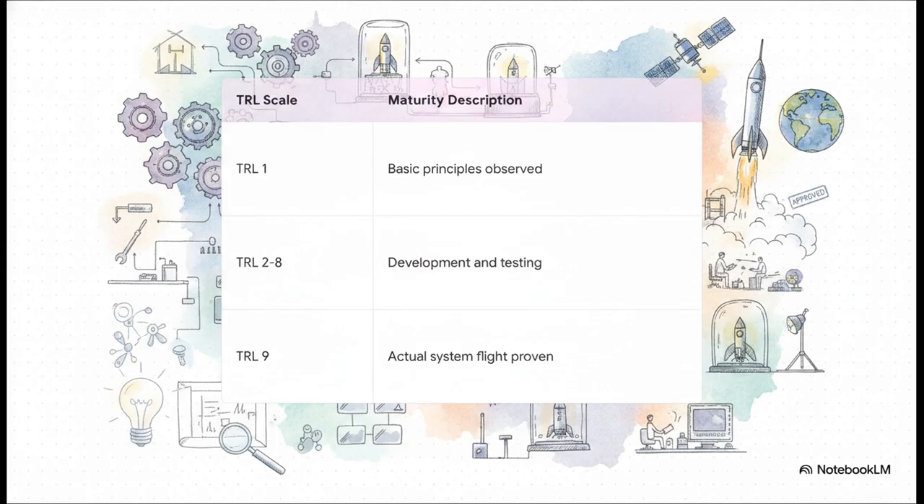Just look at this table. It's a highly digestible way to track a product's maturity. You start all the way down at TRL 1, where basic principles are just observed and reported. Then you grind your way through levels 2 through 8, which encompasses all the stepping stones of rigorous component and system testing. And finally, you hit TRL 9, where the actual system is fully flight-proven through successful mission operations.